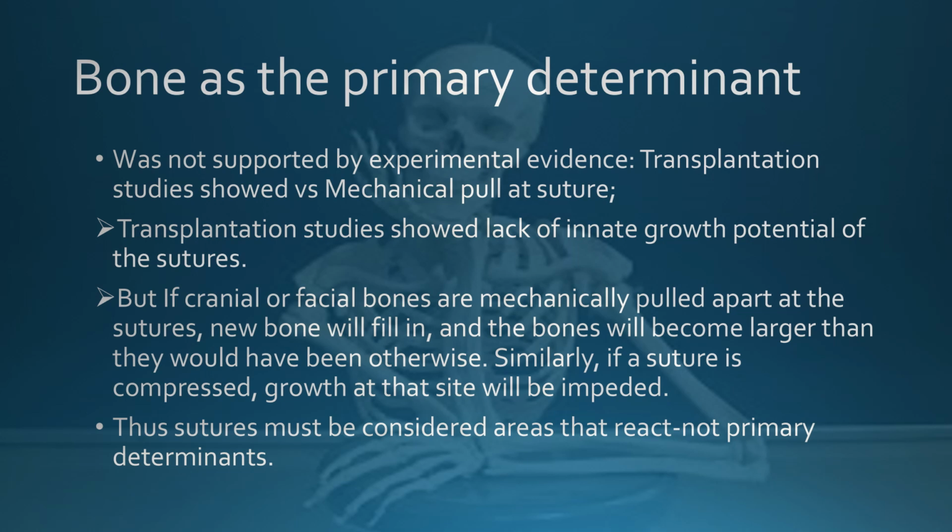So if we want to talk about the first theory that says bone is the primary determinant of its own growth by its sutural growth, this theory was not supported by the experimental evidence because transplantation of the sutures of the bone proved that these sutures have no innate capacity for growth. Okay. However, if the suture is compressed or stretched, then the growth will be affected. So this means sutures are not growth centers, they are merely growth sites.